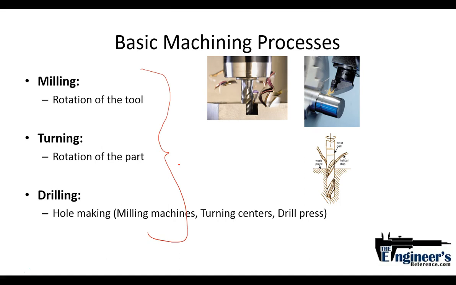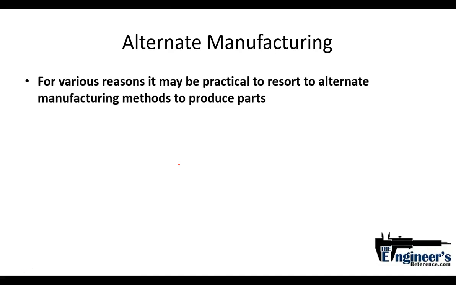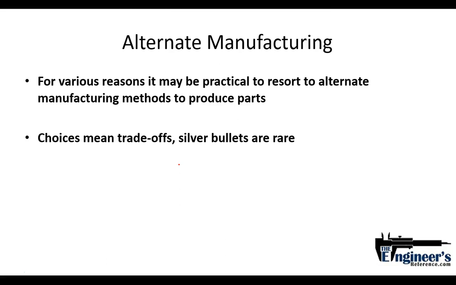And there's also limited geometries that you can actually do with machining processes. So there's some limitations behind it, things that these alternative processes might get you around. So let's look at some of these alternative manufacturing methods, some of the reasons you might want to go for them. For various reasons, it might be practical to resort to alternative manufacturing methods to produce some parts.